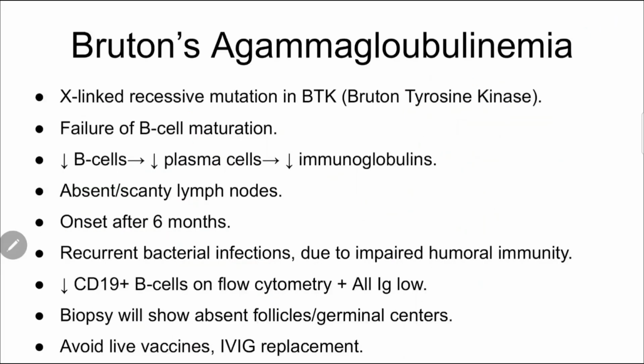All right, so first, the B cell deficiencies. The first one that we have is going to be Bruton's agammaglobulinemia. The way that you can remember this is a B cell deficiency is that the B in Bruton stands for B cells. It is also known as X-linked agammaglobulinemia. It's an X-linked recessive mutation in Bruton tyrosine kinase, right? X-linked recessive meaning it is going to be more common in boys, right? And it's a mutation in Bruton tyrosine kinase.